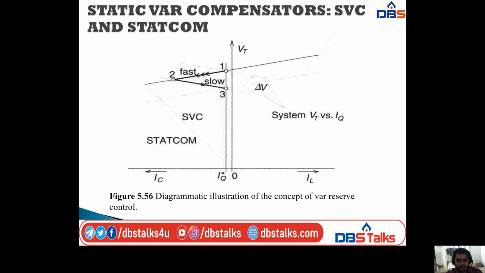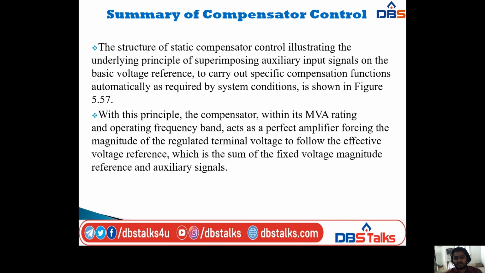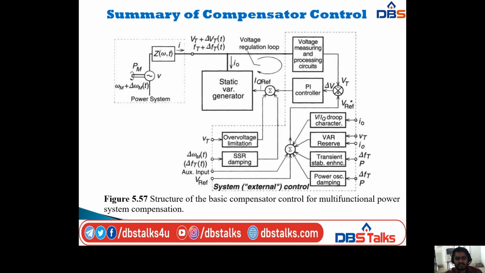Next, the structure of static compensator control, illustrating the underlying principle of superimposing auxiliary input signals on the basic voltage reference to carry out specific compensation functions automatically as required by system conditions, is shown in this diagram. It gives the structure of the basic compensator control for multifunctional power system compensation. So here I am taking damping, overvoltage limitation, static var generator, the V/IQ droop characteristic, var reserve, transient stability enhancement, power oscillation damping, like that.